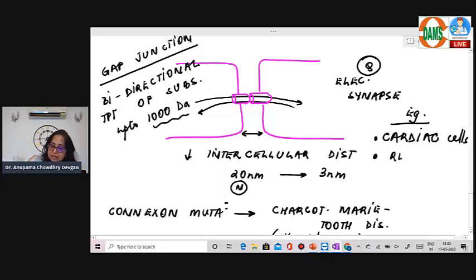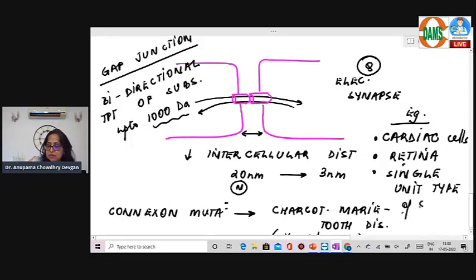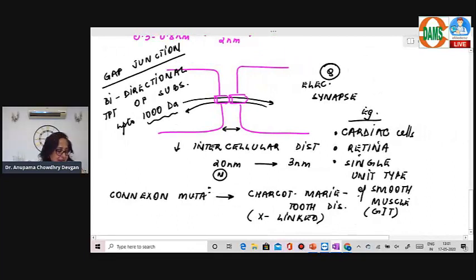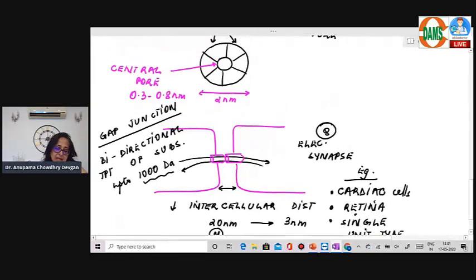Then this is also present in the retina, also in the single unit type of smooth muscle, which is present in the GI tract. So these are the areas where you see them: in the heart, in the retina, in the single unit type of smooth muscle which is present in the GI tract. And a connexin mutation, like I said, gives rise to Charcot-Marie-Tooth disease, an X-linked disorder, right? Just change this, please.